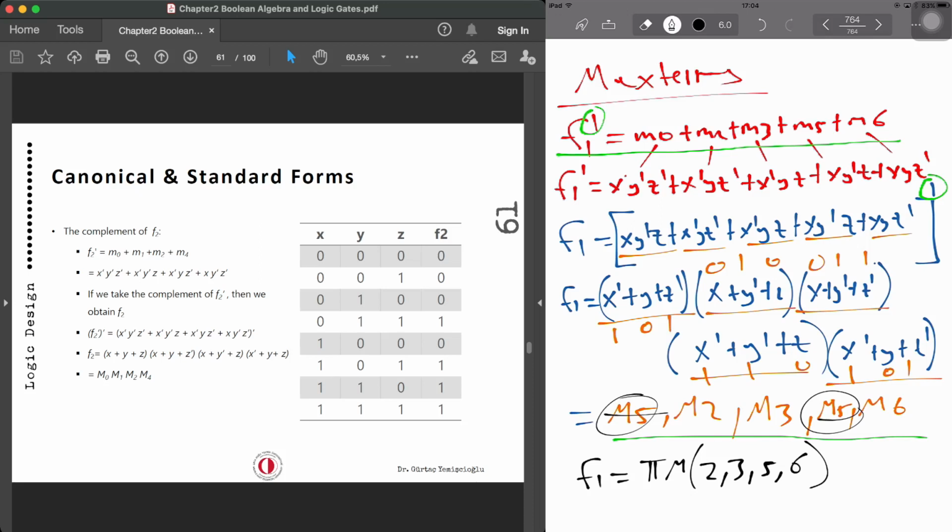So these are all the canonical standard forms that we have got. And we need to understand when we want to represent the minterms and the maxterms, the differences over there from the function.